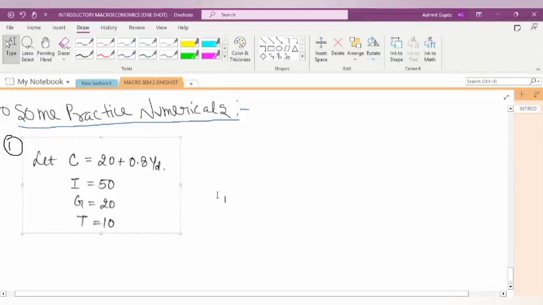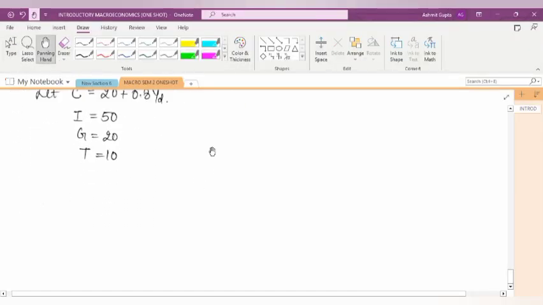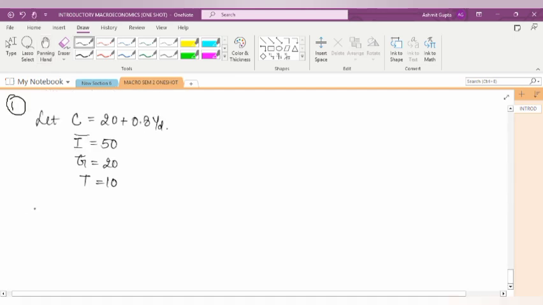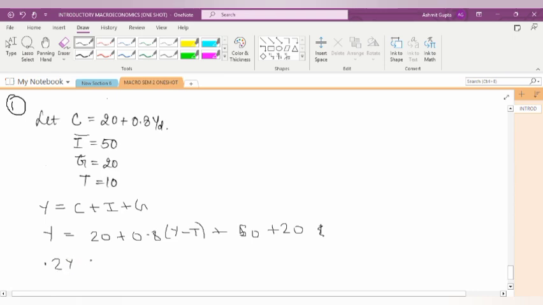So let's begin with the very first question. We are given the consumption function, investment function, G bar and T. So first of all, let's calculate the equilibrium level of income, which we can find out by keeping Y equals C plus I plus G. Plugging in the values, we get 20 plus 0.8 YD, where YD equals Y minus T. Now we plug in the values straight away: 50 plus 20. Now we get 0.2Y.